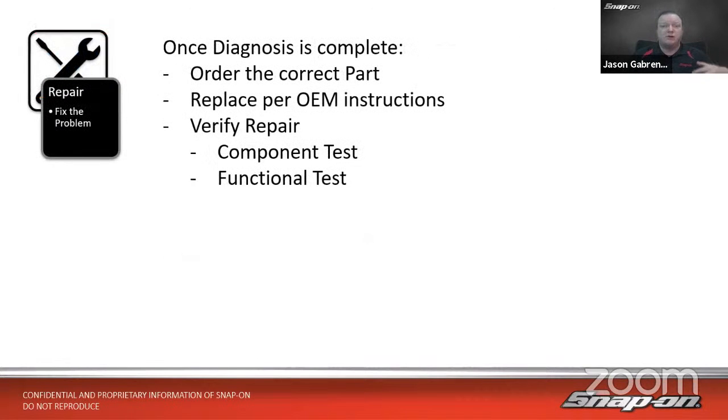Now we need to go on with our repair. So we need to order the correct part. Sometimes that can be easier than others depending on how we're ordering our part. If we're calling up, sometimes things can be lost in translation over the phone and so on. So we want to have a nice, accurate way of ordering the proper part. And then replace per the OEM instructions, however that happens to be. In this case, I think it's a bracket and a bolt, so that should be fairly straightforward.